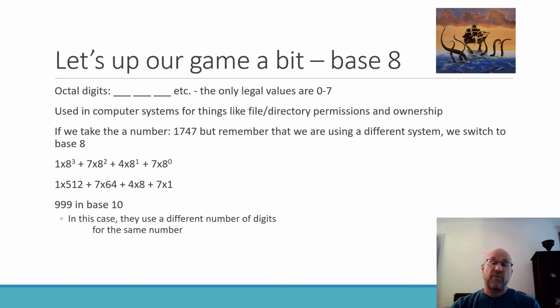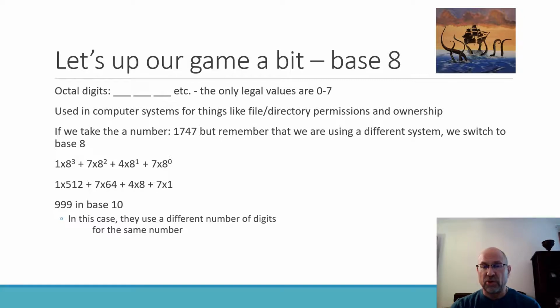So we can start from the right-hand side and say, all right, we're going to go from 8 to the 0, 8 to the first, 8 to the second, or 8 squared, and then 8 to the third. And then if we needed more, we could keep going. But in this case, we've got 1 times 8 to the third, 7 times 8 squared, 4 times 8 to the first, and then 7 times 8 to the 0 power.